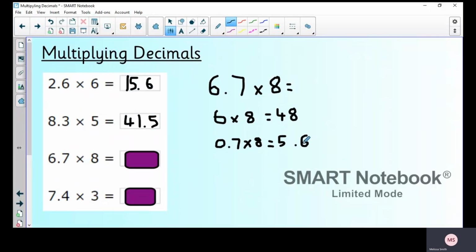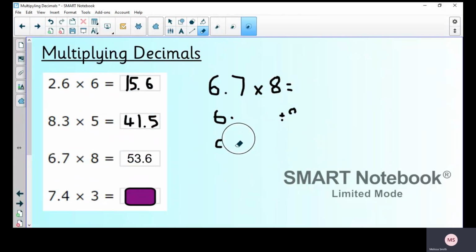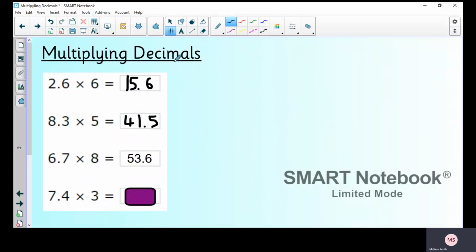Now I have to add them together. What will my answer be? You should have worked out that my answer is 53.6. So that's a third method that we can use to multiply decimals. I'm going to show that one, the partitioning method, just once more using this question here.